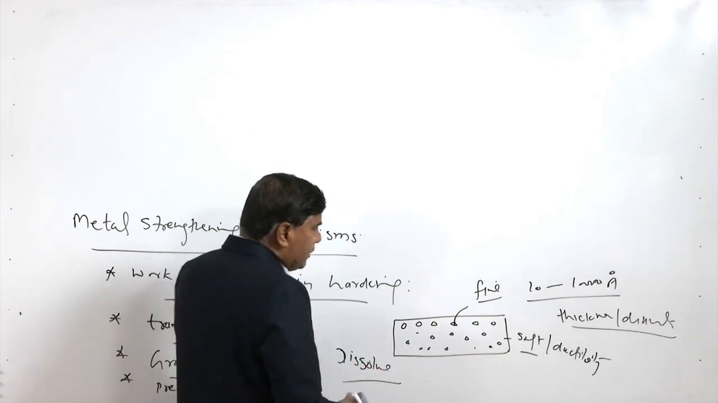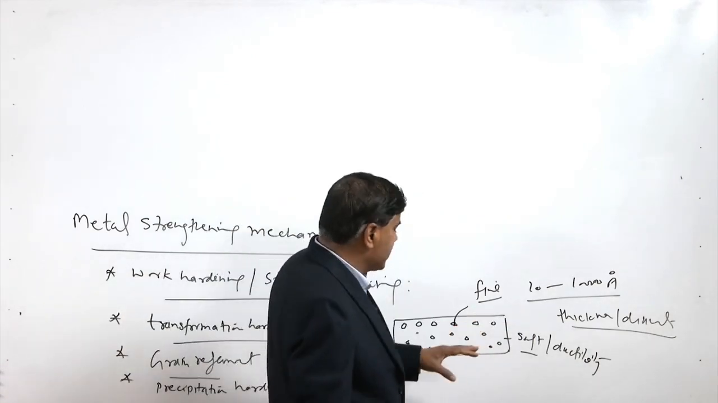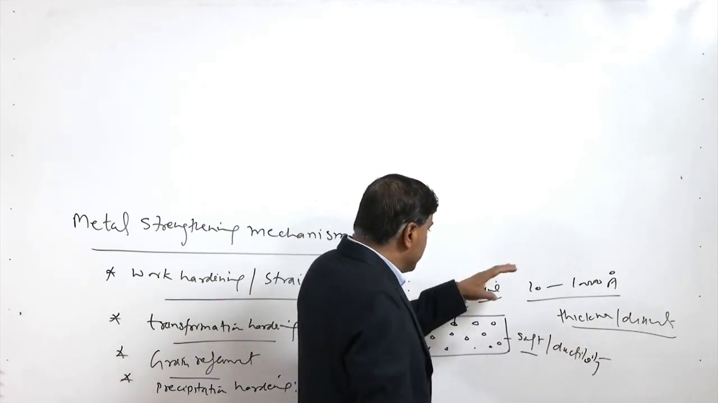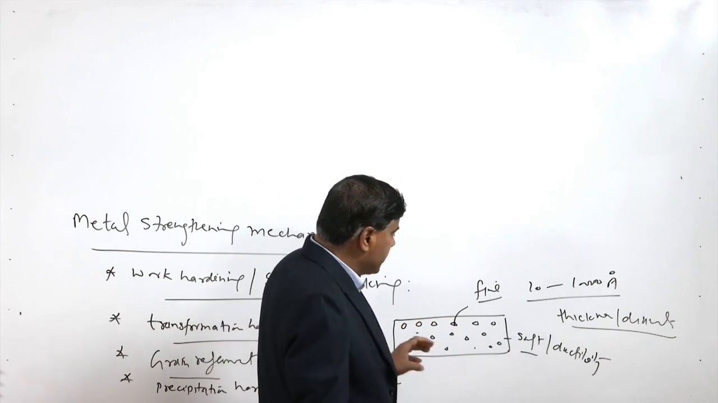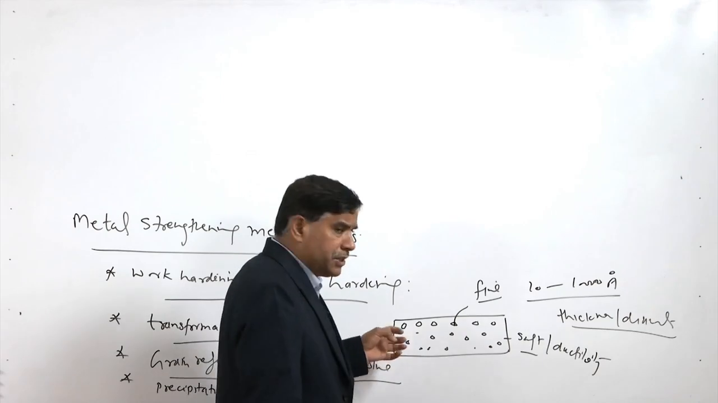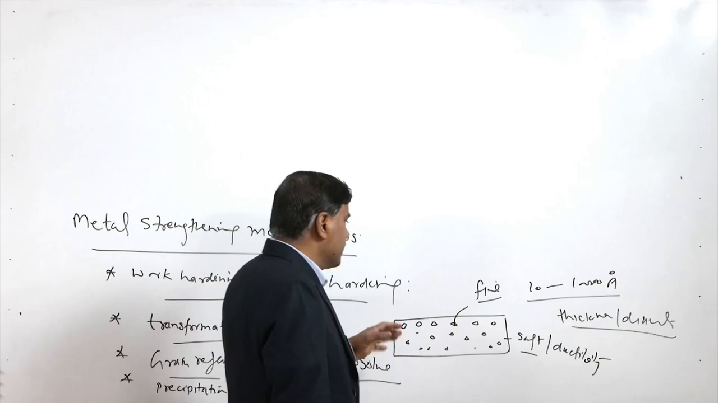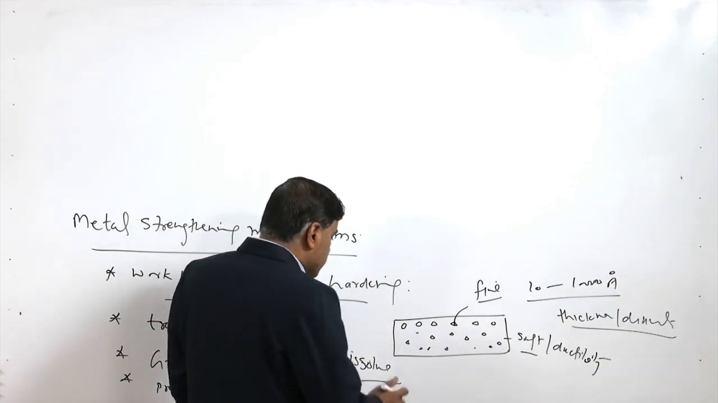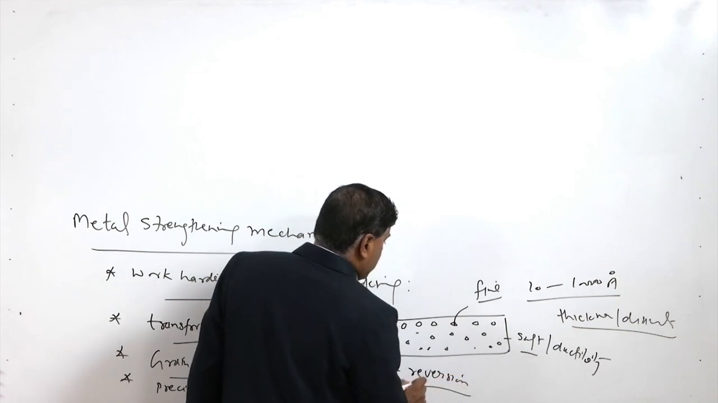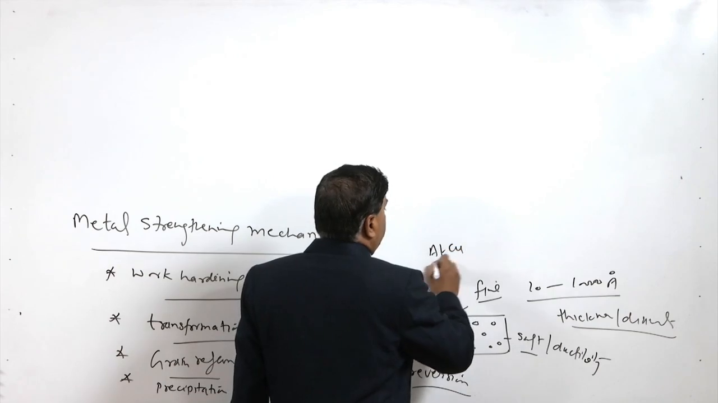So, these fine precipitates are present in the metal matrix, which is soft and ductile. When these precipitates are present, the strength is good, but due to the effect of heat, when these get dissolved in the metal matrix, the strength is reduced. This dissolution is called reversion.